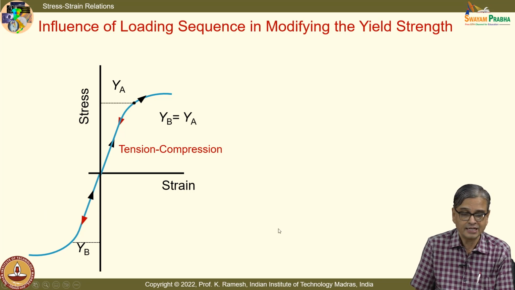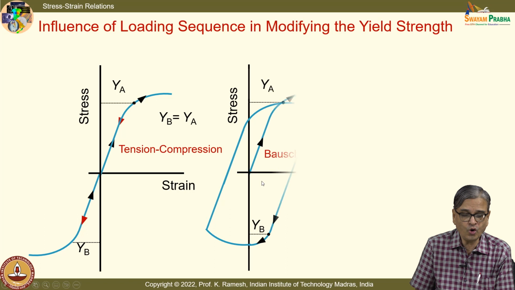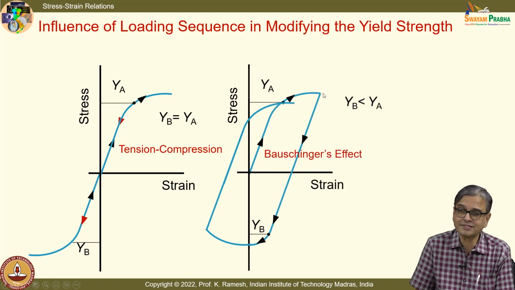Unlike that, a ductile material is having similar yield strength both in tension and compression when you load it like this. Suppose I load it to plastic region, then I unload it and go to compression, people have found that Young's modulus has decreased. Then I load it, unload it, and then load it to elastic region.